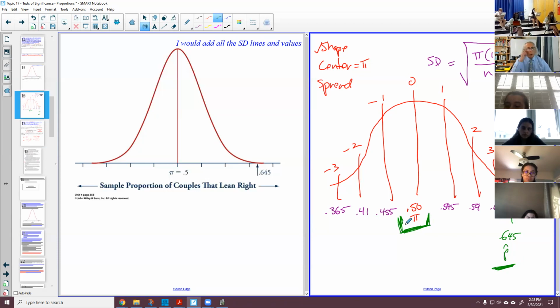On Thursday, we're going to calculate the p-value that allows us to reject it. Is that okay if we do that on Thursday? No objections to doing that on Thursday?